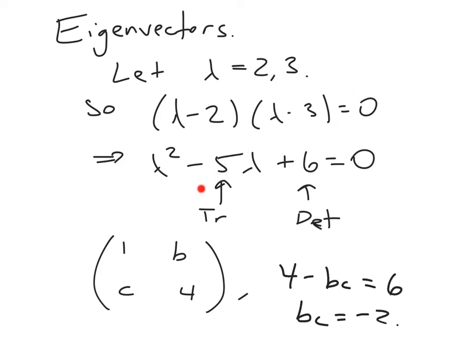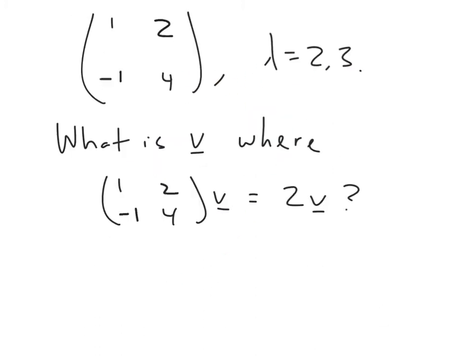So for the trace to be 5, let's just put 1 and 4 on the diagonal. We could have put 0 and 5 or 2 and 3, or we could have put non-integers, but we chose 1 and 4. And then our determinant is 1 times 4 minus b times c, so that's 4 minus bc, and it needs to be set equal to 6. And so that means that bc is going to be negative 2, and so we need to choose b and c so their product is negative 2. And that will ensure that we've constructed a matrix that has these particular eigenvalues. And so we choose 2 and negative 1, and we know that the eigenvalues are 2 and 3.